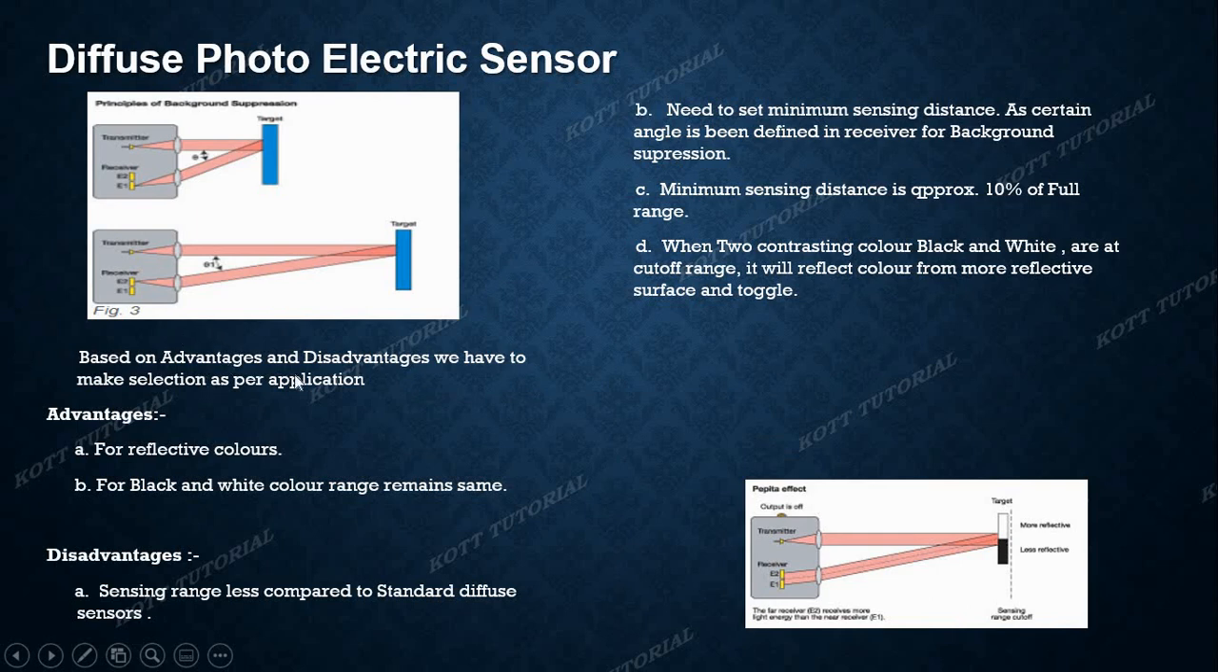Now, based on the advantages and the disadvantages, we have to make a selection as per our application. See, over here we can see the reflection angle of the sensor. If my target is nearby, it has a different reflection angle, and if my target is at a higher distance, then it has a different reflection angle. This is the angle between the angle of incidence and the reflection.